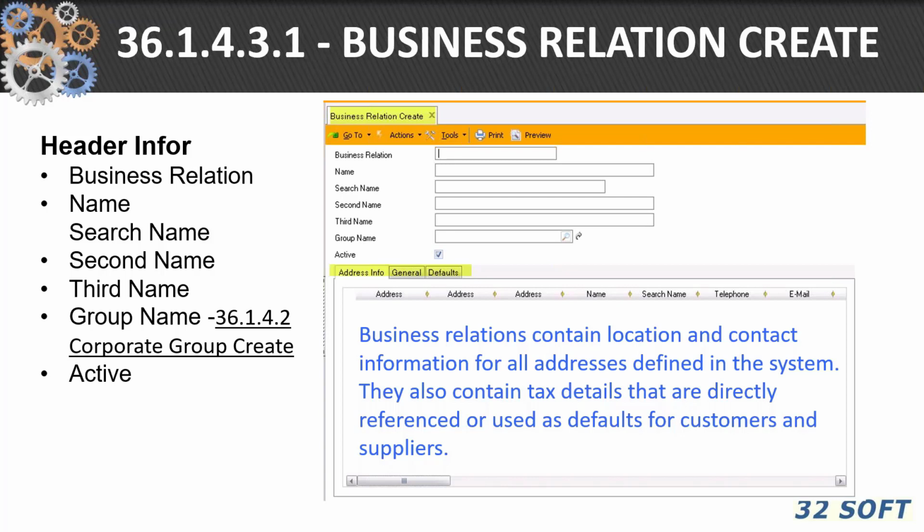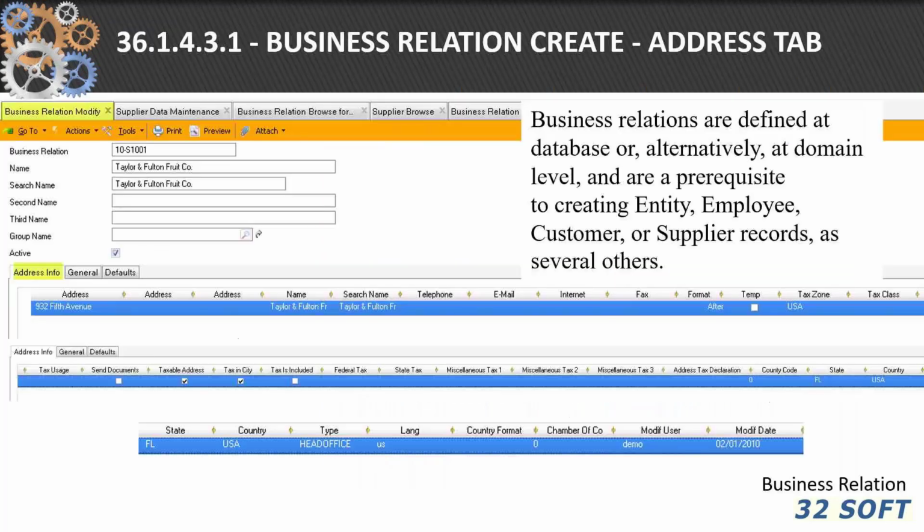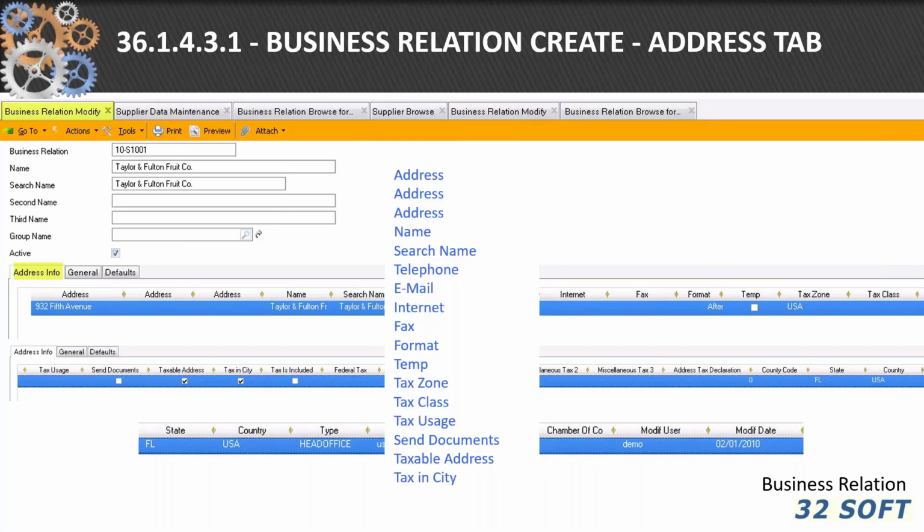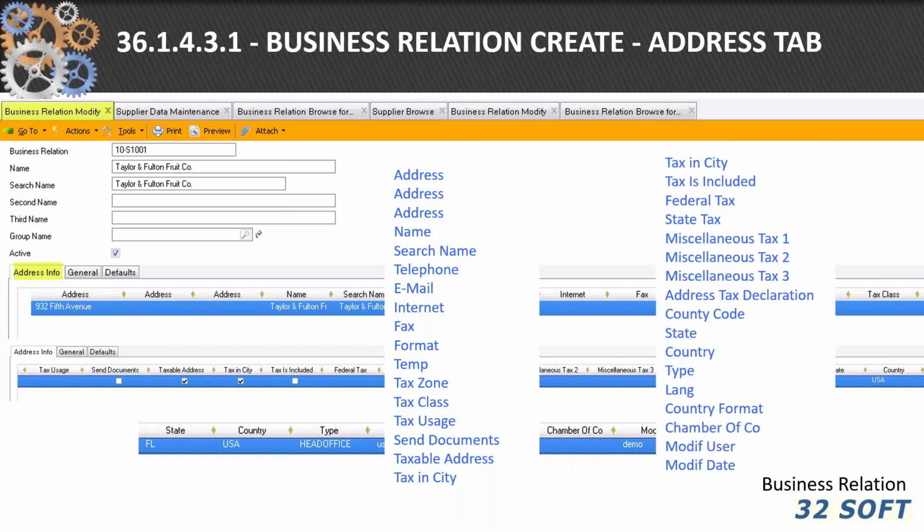You can define a search name. There's a second and a third name. There's a group number and whether this particular business relationship is active. The business relationship address tab allows you to define address information that are the prerequisite for creating the employees and the customers and the entities in supplier record. So you enter address, telephone, tax information, country, state, etc.